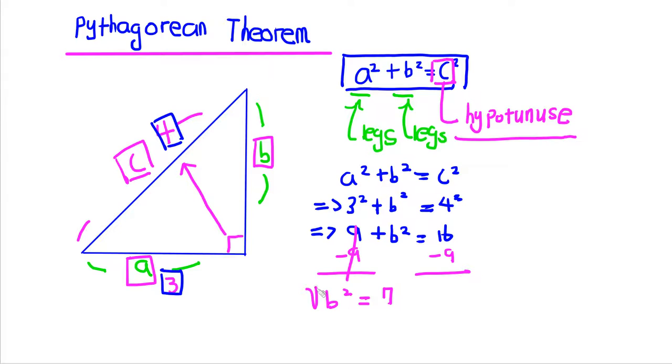And we can take the square root of it. So we can finally get the answer that b should be equal to the square root of 7. So this was the introduction of the Pythagorean Theorem, and in the next video we're going to talk about the first example, the first problem using the Pythagorean Theorem.